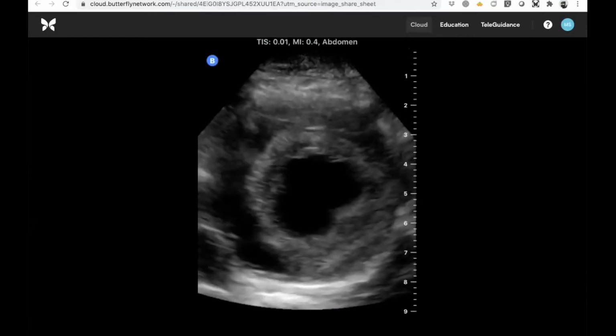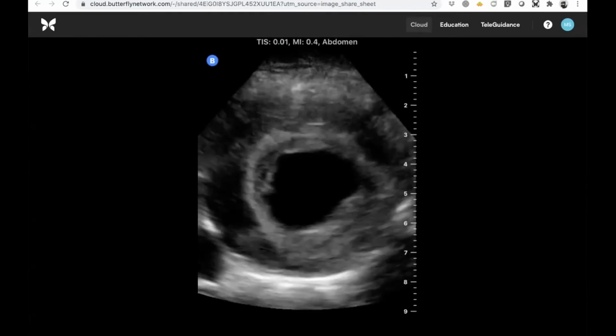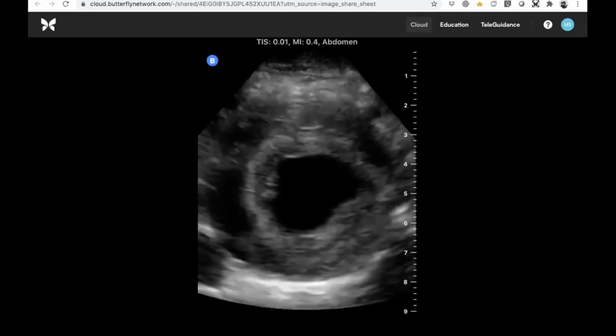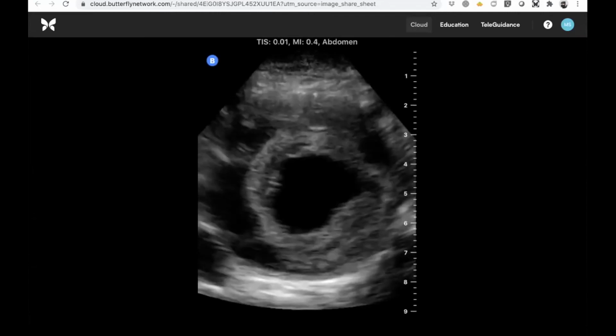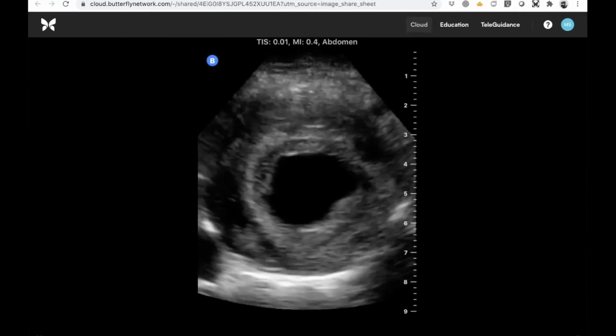We'll start with this one just because it ties in nicely to the last study that you were showing. So, we're in an abdominal preset. We've got our depth set at around 9 centimeters.